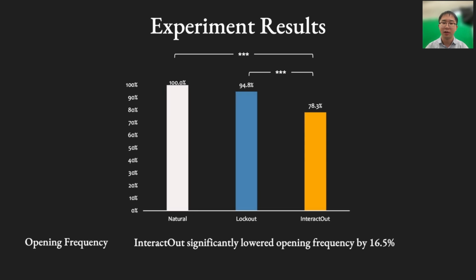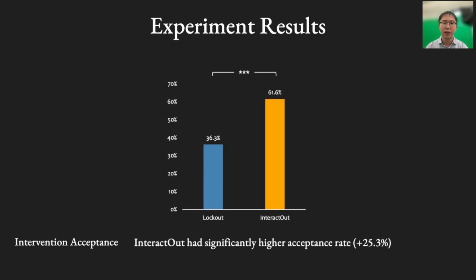We observed similar results for opening frequency, where InteractOut reduced smartphone usage significantly more than lockout, with an additional 16.5% on participant-selected target apps. InteractOut also achieved a 25.3% higher user acceptance rate and resulted in less frustration and better user experience.